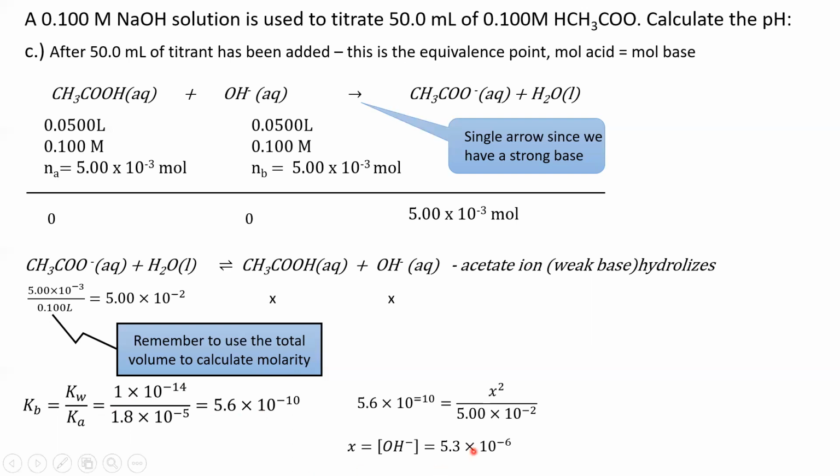All right. So 5.3 times 10 to the minus 6 is the hydroxide. 5.276 is the pOH. That means 8.724 is the pH. Three significant digits means three decimal places. All right. So now, this would be the equivalence point.